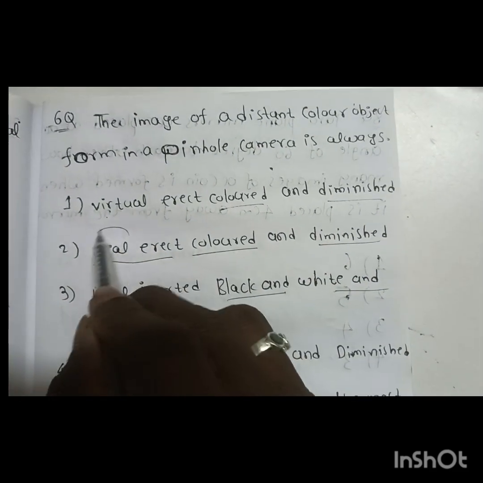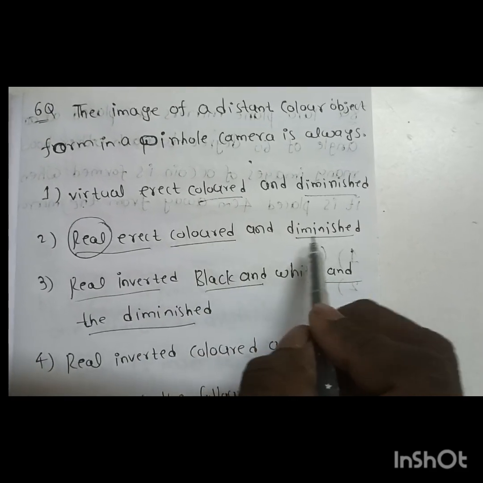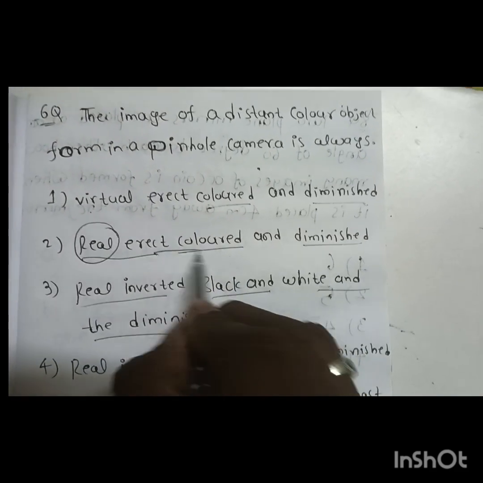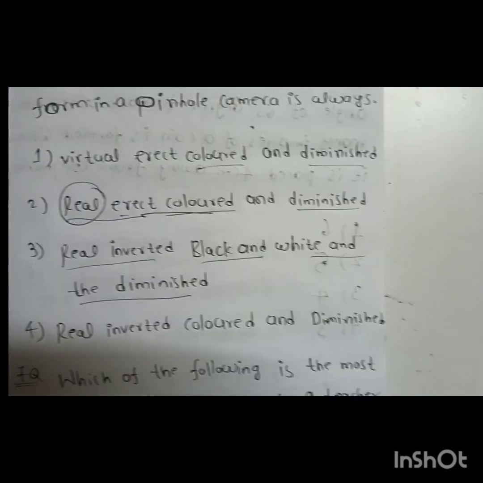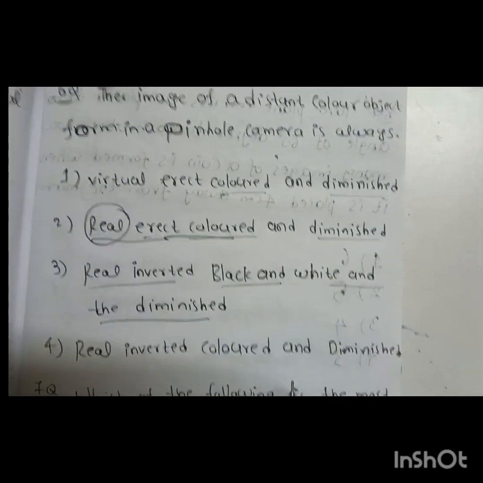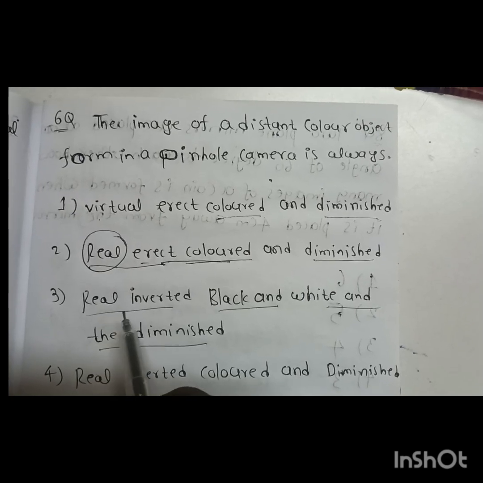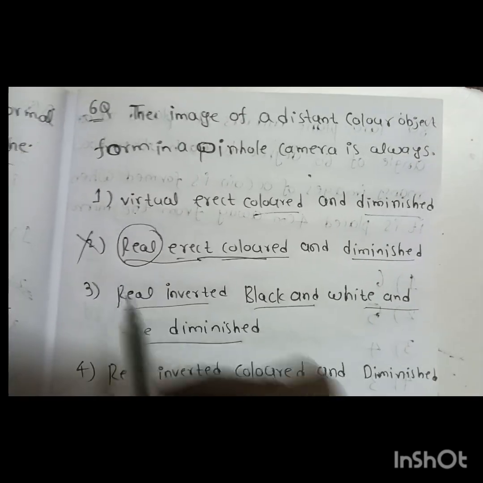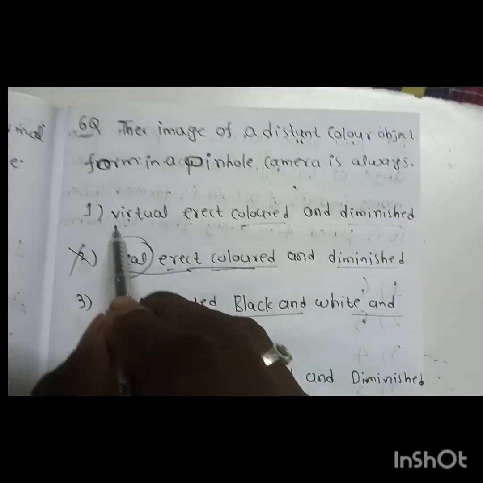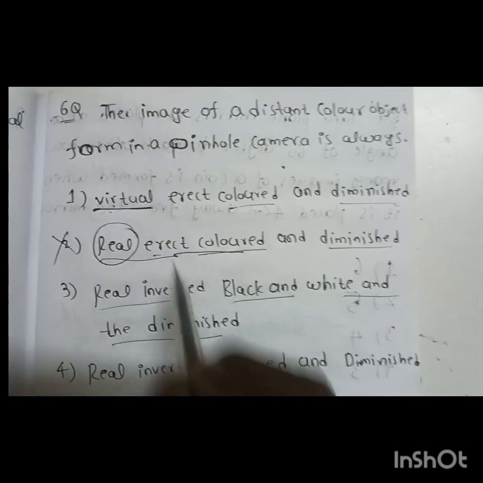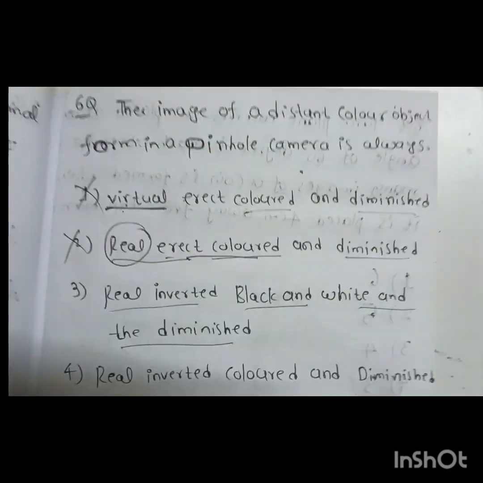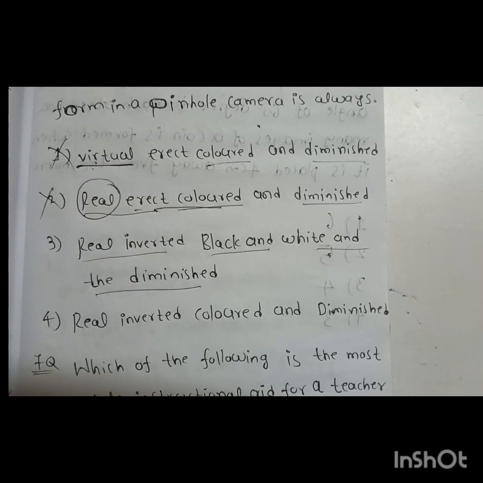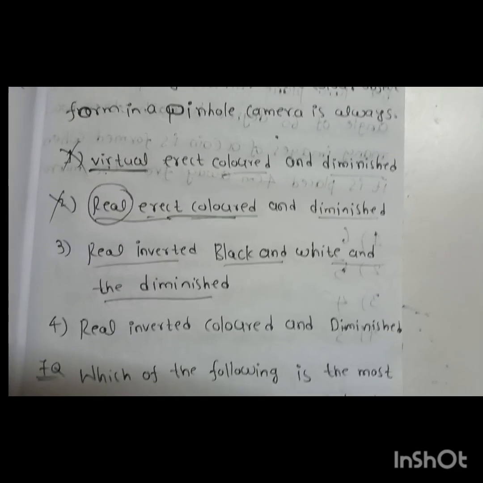If you see these options, in a pinhole camera the image formed is real, but it is not erect. So the option real, erect, colored and diminished is going to be eliminated. A virtual image is not going to be formed by this pinhole camera, so the first option is also eliminated. That means it is not virtual, it is real.